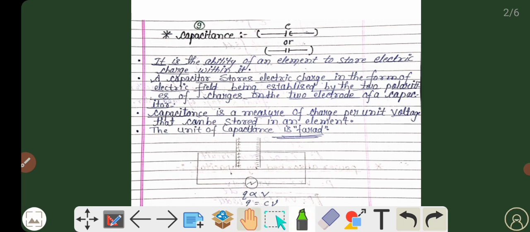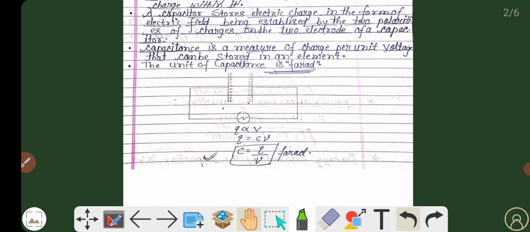Now my dear friends, as you can see in the below figure, there are two electrodes and both these electrodes are connected to a supply source. According to the polarity of the battery, positive and negative charges will accumulate on these two electrodes. As you can see here, this electrode is positively charged and this one is negatively charged. In this case, both electrodes will behave as a capacitor and they will store electric charge within it.